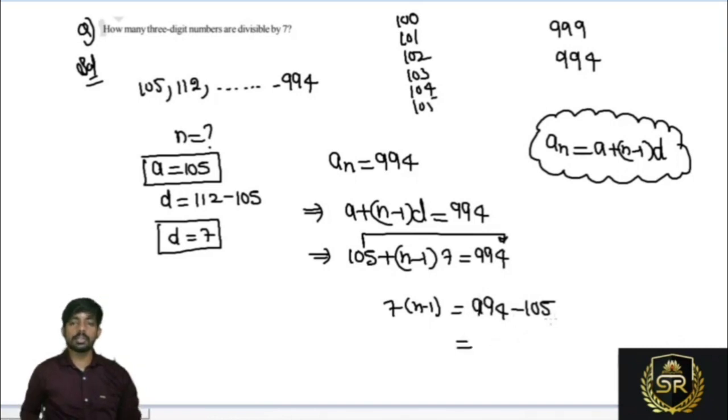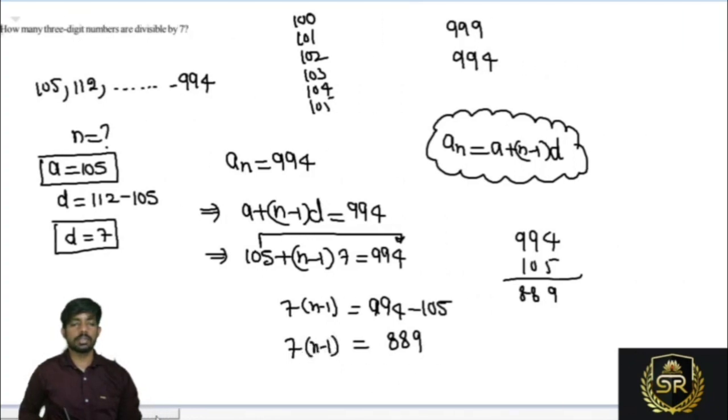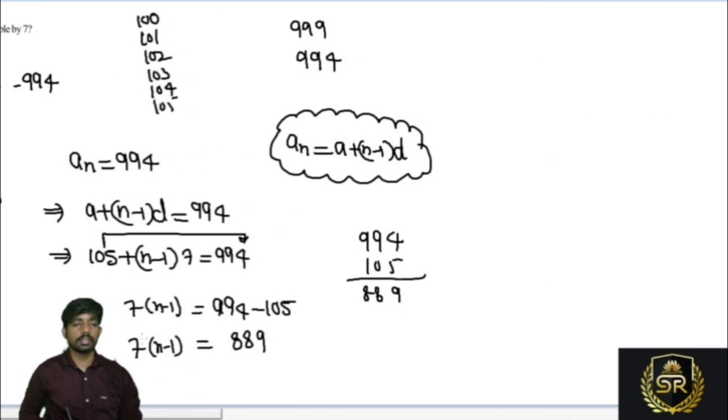So 994 minus 105 is, let's check what? 994 minus 105 will become 889. Okay, 889. So 7 into n minus 1 is equal to 889. Here, what we can write: send 7 to the right-hand side. n minus 1 is equal to 889 by 7.